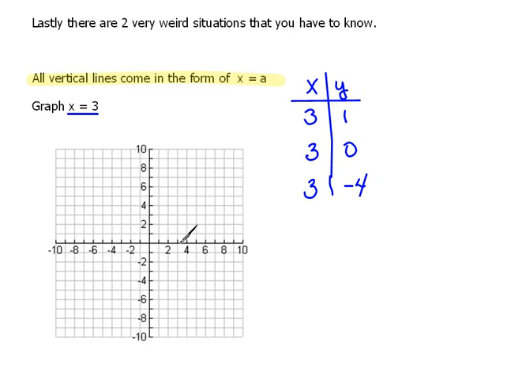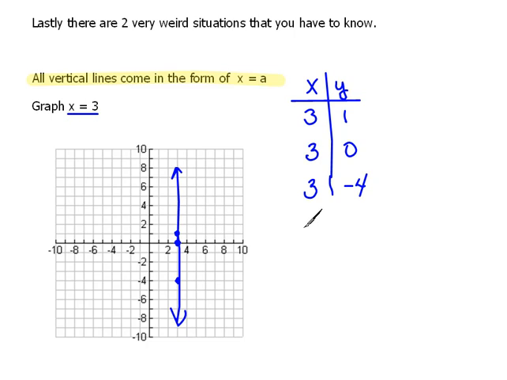The point 3, 1 would be right there. The point 3, 0 would be right here. And the point 3, -4 would be right here. Now look at what kind of a line those form. If I were to play connect the dots, I have a vertical line. It runs through the x-axis at 3. X equals 3. That's the way I help to remember these.